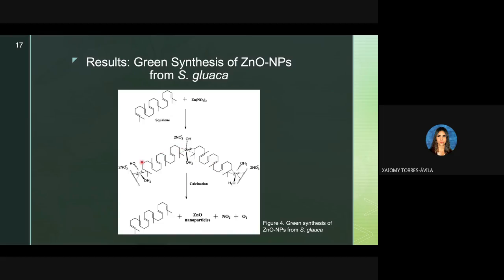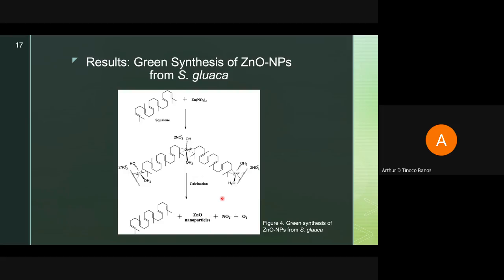Well, as you can see, the squalene sort of caps. This is called the capping step, and it basically surrounds the zinc ions. And then what really helps form these zinc oxide nanoparticles, which is what we mostly focus on in this study, is the calcination step, which is also known as heat treating, and they add a lot of heat. In this case, it was 300 degrees Celsius in a static air atmosphere, and that somehow forms the zinc oxide nanoparticles.